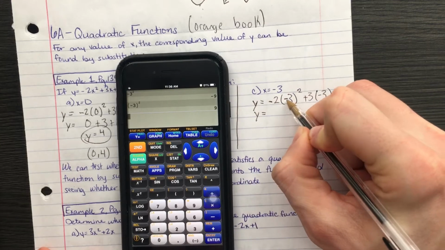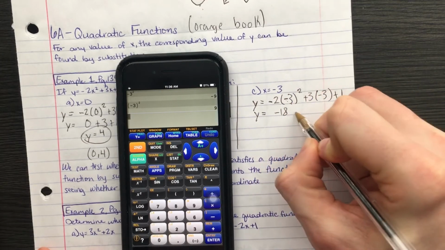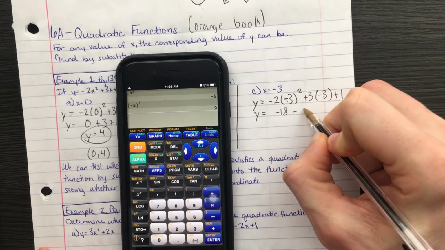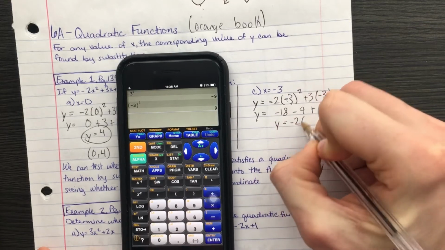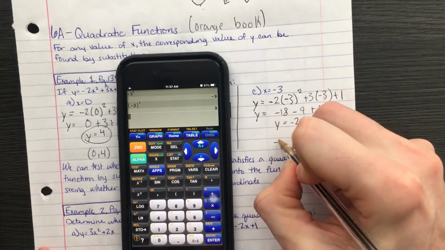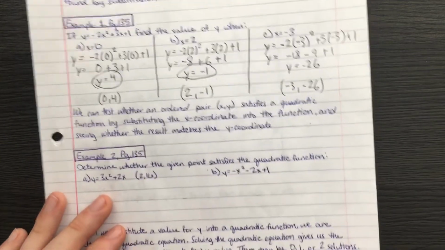So this is negative 3 squared, that's 9. Negative 2 times 9 is negative 18. Let's see, 3 times negative 3 is minus 9. This is plus 1. We're going to get a y value of negative 26. So the coordinate that would work here is (negative 3, negative 26).